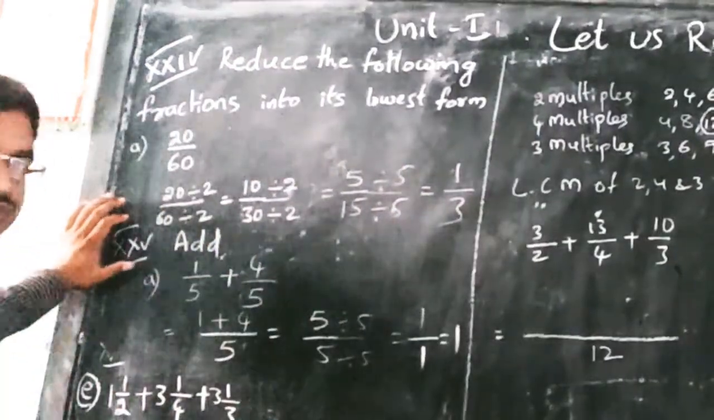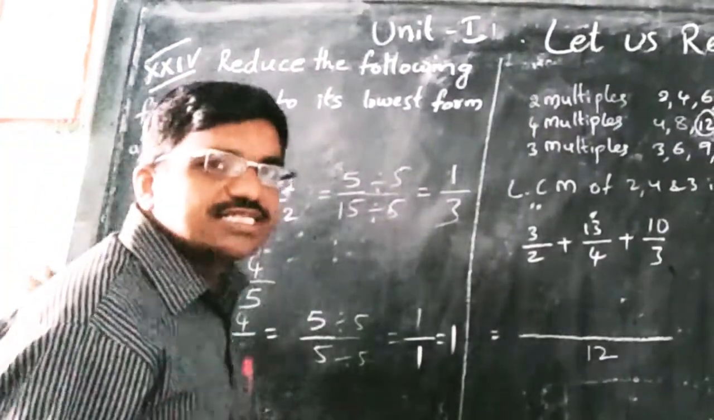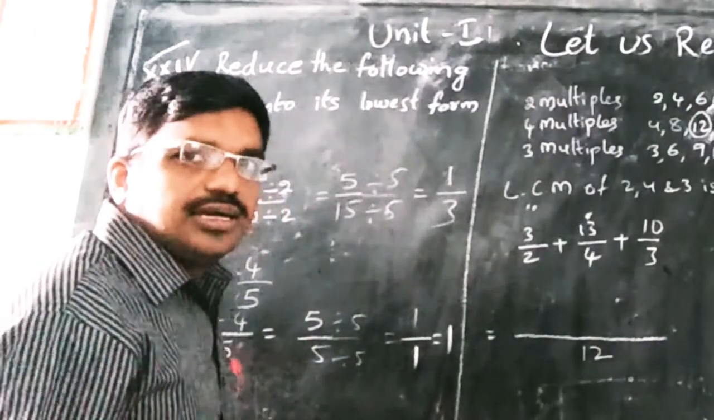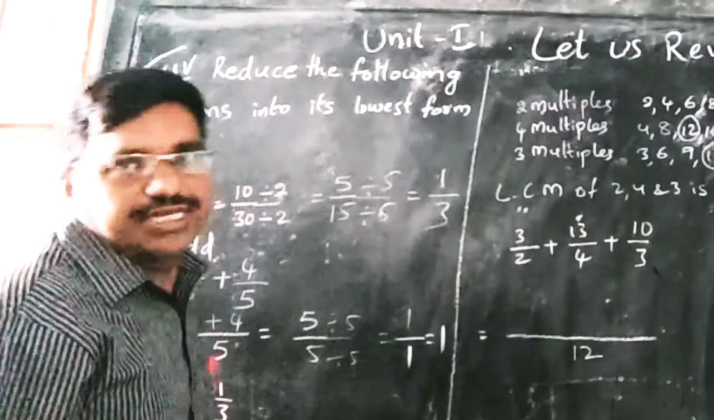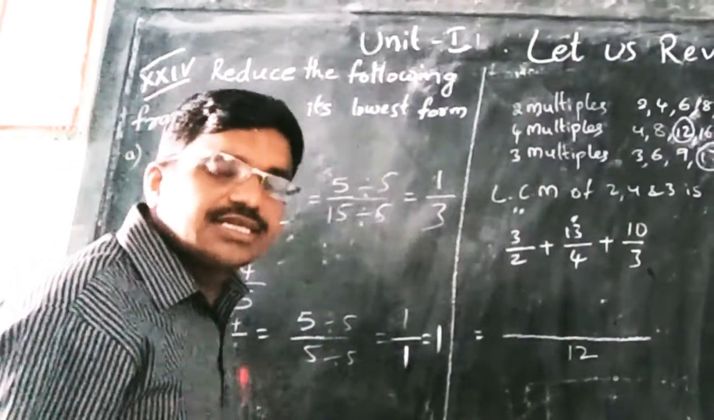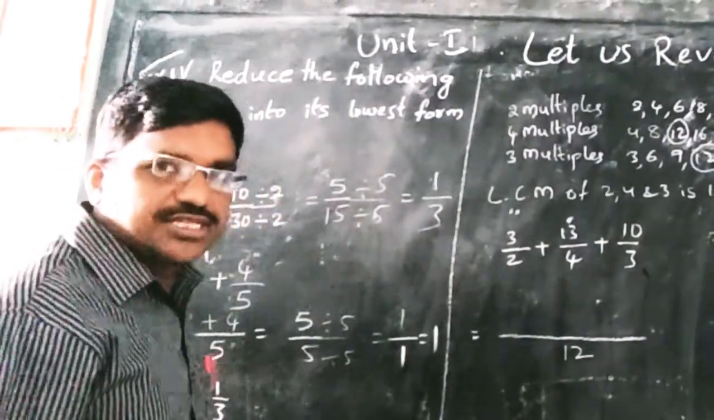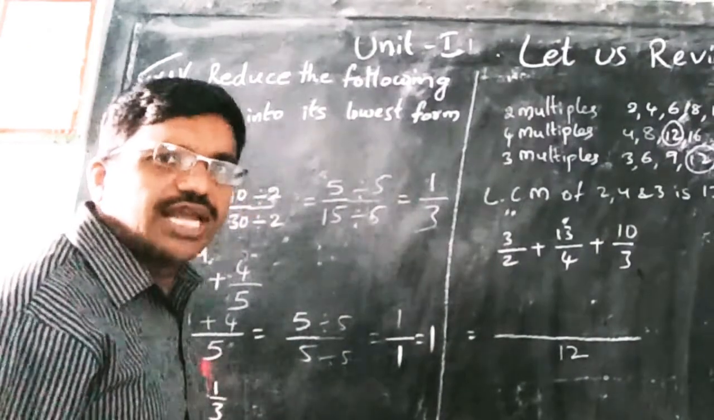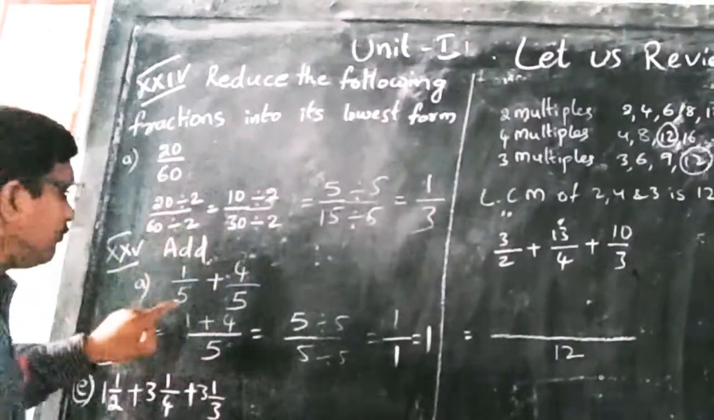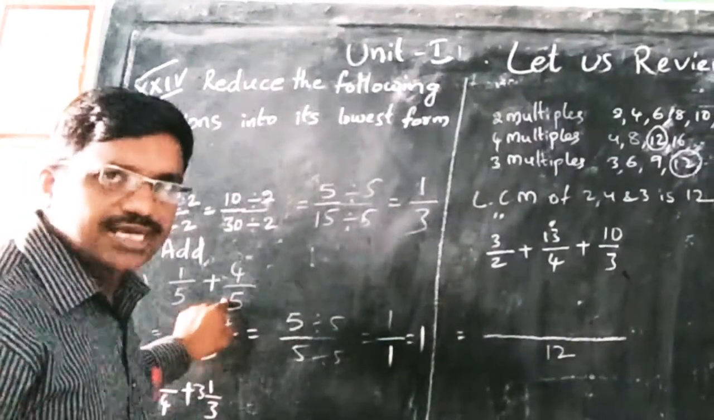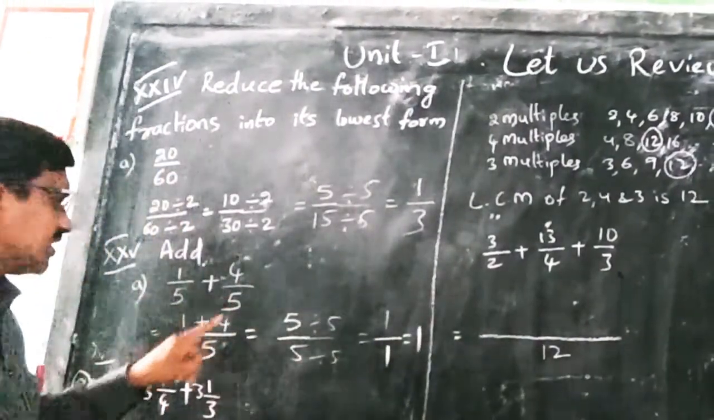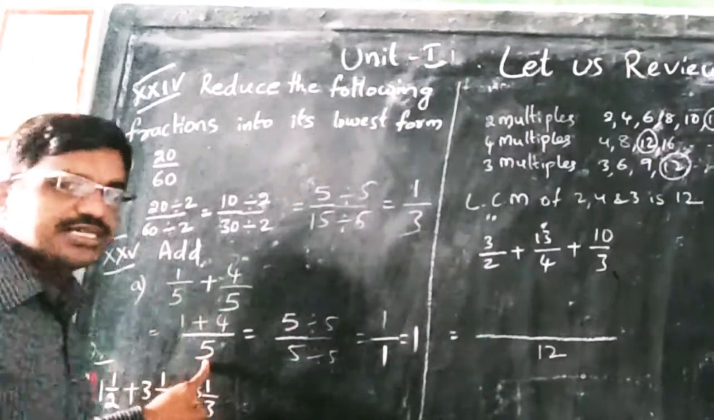Now the 25th bit is addition of fractions. Here two types of fractions we will get in addition. One is like fractions, another one is unlike fractions. How to do addition of like fractions? If both denominators are the same, we can say they are like fractions. So their LCM for like fractions is always the number itself.